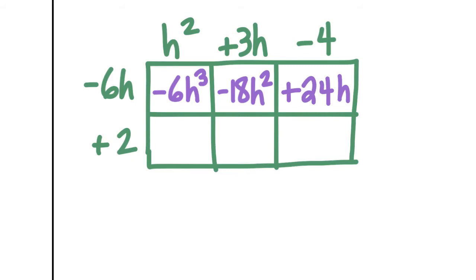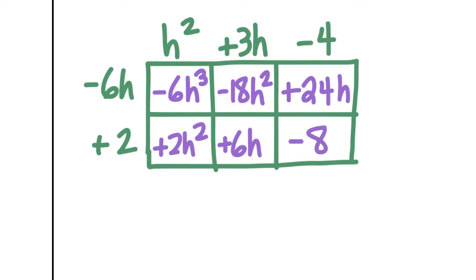Now let's do the bottom row. 2 times h squared is positive 2h squared. Okay, then 2 times 3h is positive 6h. And last square, 2 times negative 4 is negative 8.